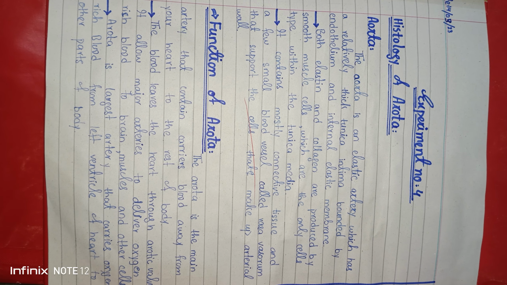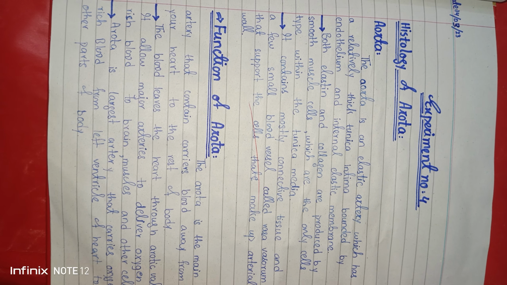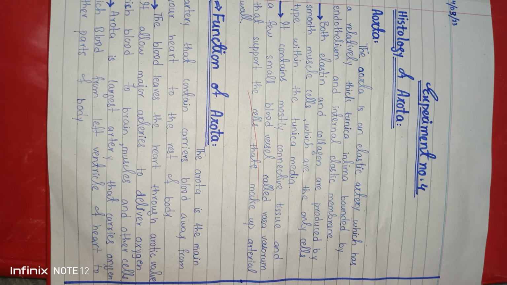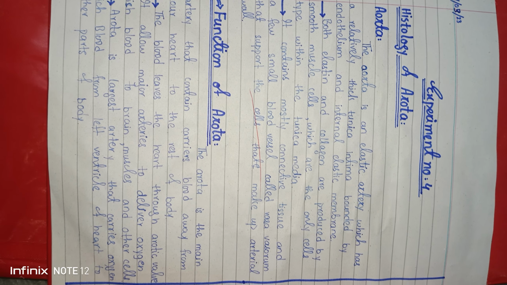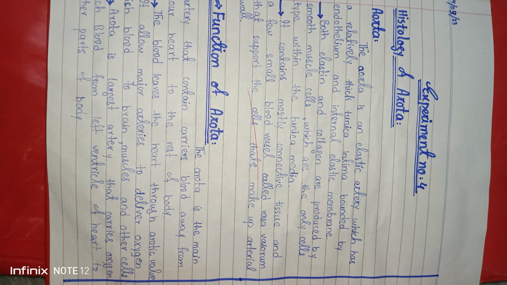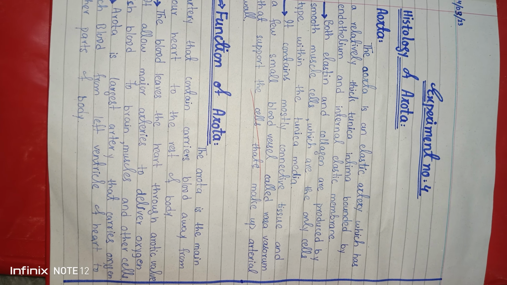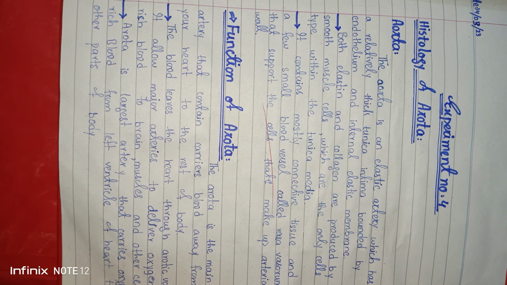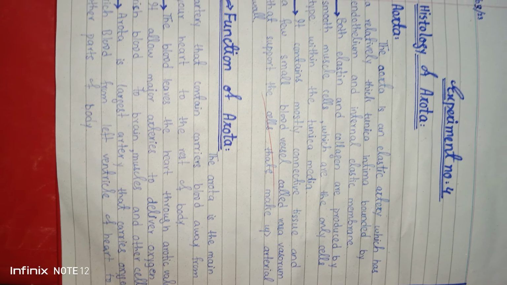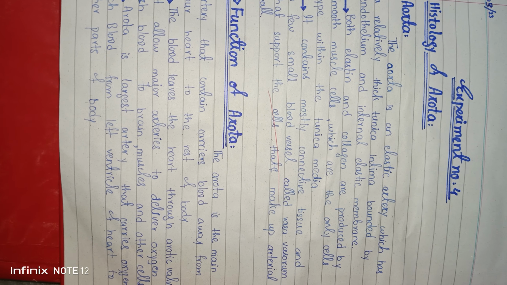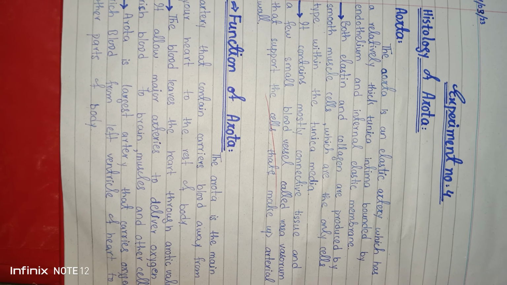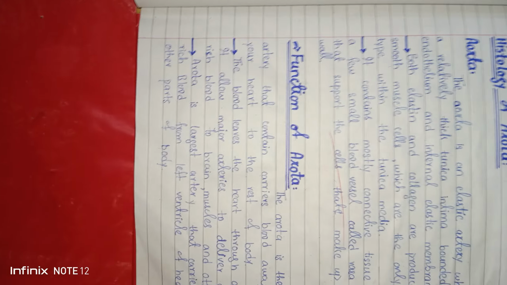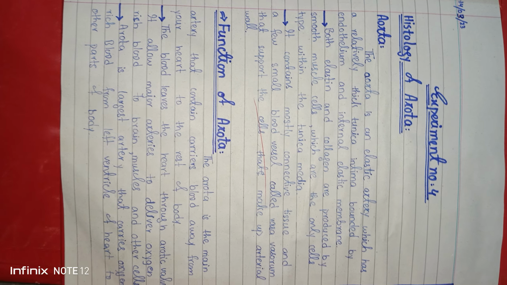So what are the functions of aorta? Aorta is the main artery that carries blood away from your heart and distributes the blood to the rest of your body. The blood leaves the heart through the aortic valve, and this aortic valve takes the blood from the left ventricle of the heart, and then it moves into the aorta, and then it circulates into your whole body. So it allows major arteries to deliver oxygenated blood to your brain, muscles and all the other cells of your body. Aorta is the largest artery whose function is to carry the oxygenated blood from your left ventricle to all parts of your body.